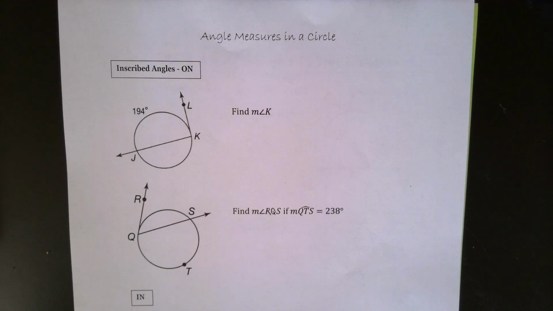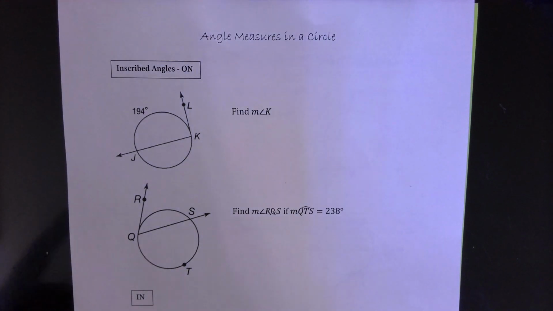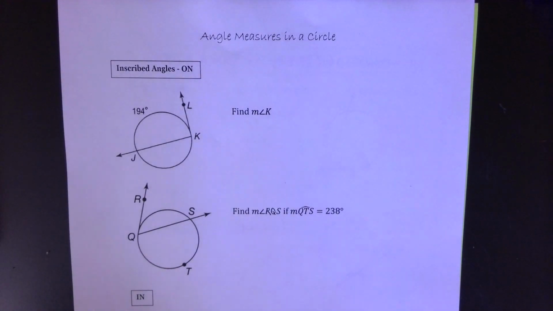In this video, we're going to talk about angle measures in a circle. We're going to review first on inscribed angles. Inscribed angles is when the vertex is on the circle. So when it comes to just solving for the angles in a circle, you have to identify where the vertex is. It's either on the circle, in the circle, or outside. So that's what we're going to talk about over here.